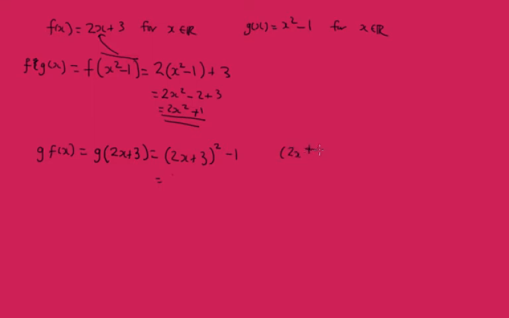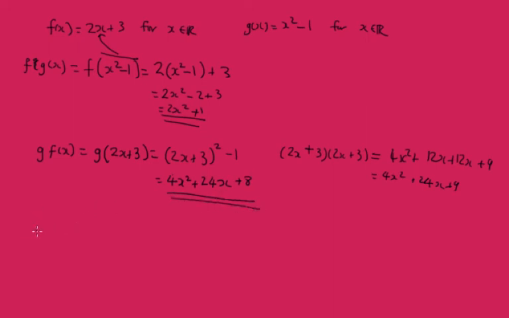2x plus 3 times 2x plus 3 is going to become 4x squared plus 12x plus 12x plus 9, which is 4x squared plus 24x plus 9. Then you're going to take away the 1, so we're going to have 4x squared plus 24x, 9 minus 1 is plus 8. There we go.